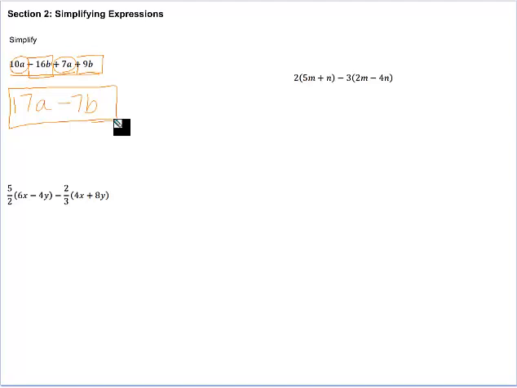And that would be as simplified as we can go because a and b are not like terms, so we cannot combine them together.